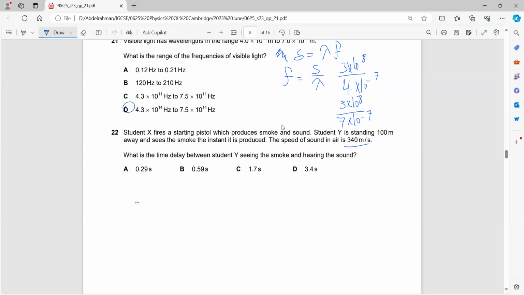Speed equals distance over time. So to find the time, time equals distance over speed, which is 100 over 340. 100 divided by 340 would be around 0.29 seconds.